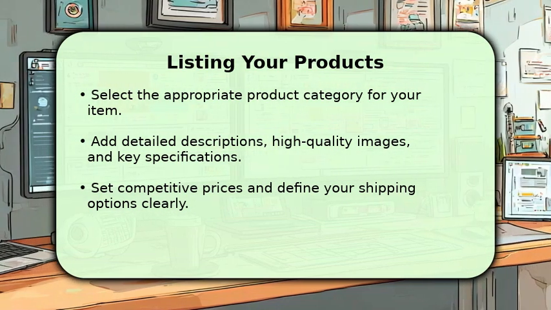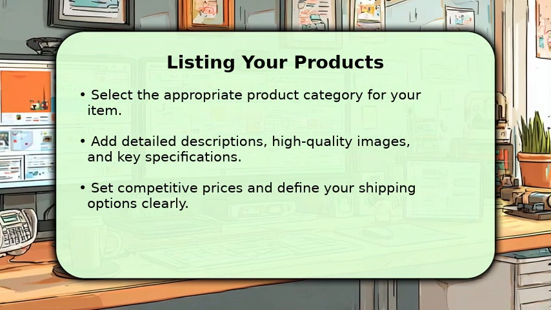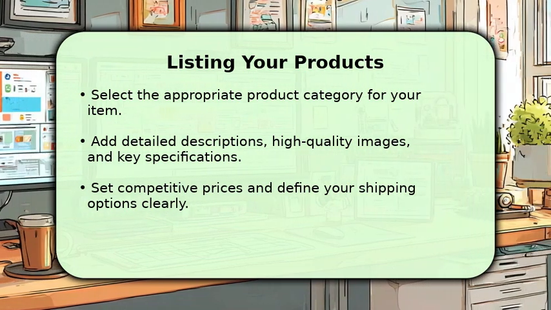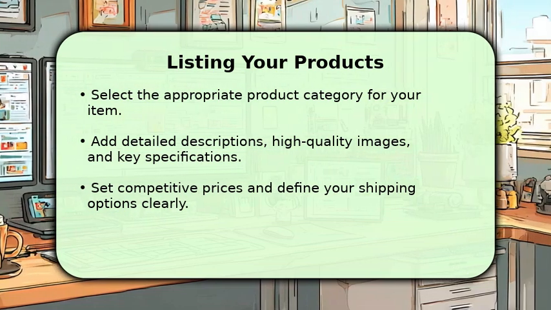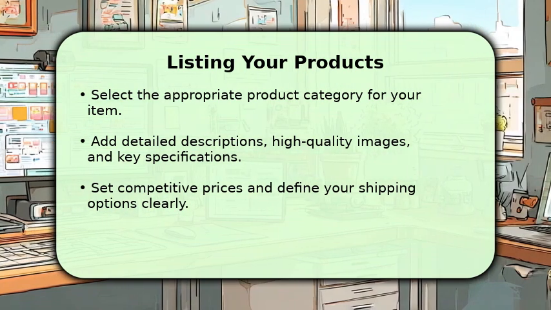Clearly state your price, considering any marketplace fees, which are typically around 10% per sale. Finally, specify your shipping methods and costs, offering options like standard or expedited delivery to cater to diverse customer needs.